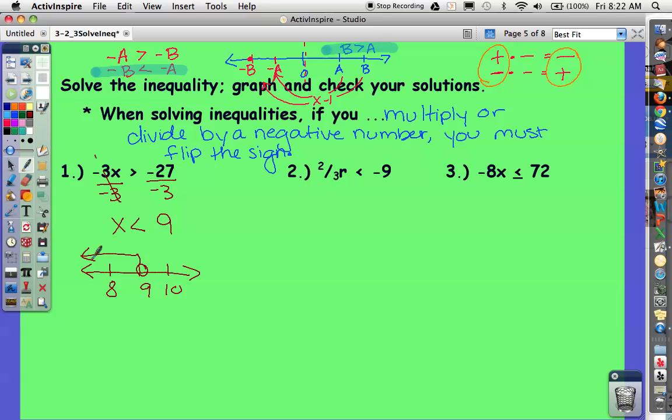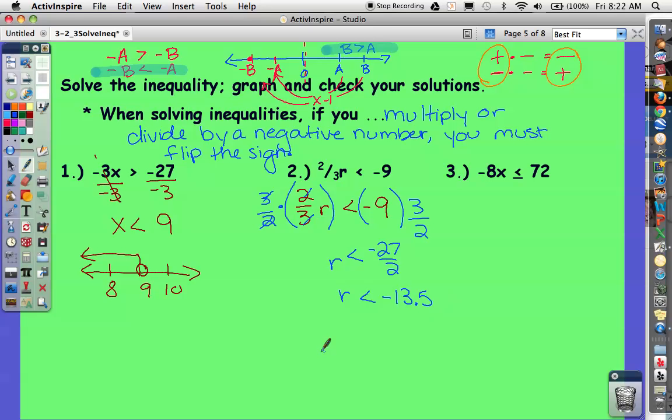Your next equation, take a look. You have 2/3 r is less than negative 9. In order to get r by itself, we want to get rid of that 2/3. You might write down that you're going to divide by 2/3, but remember, dividing by 2/3 is the same as multiplying by 3/2. And this is a little bit neater for your work. The 2's cancel, the 3's cancel, you're left with r. Did I multiply by a negative number? No. So you don't need to flip the sign here. We'd have negative 27 over 2. And you can write that as a decimal if you want as well, negative 13.5.